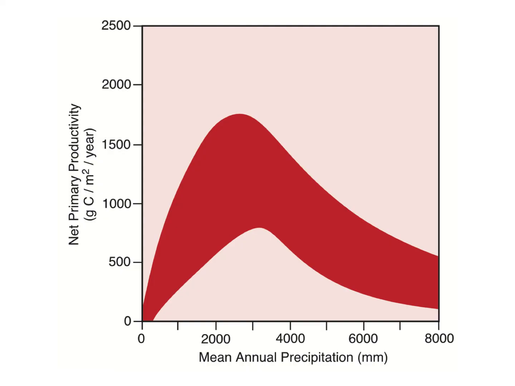And that's shown in this graph here. So we can see that 2,000 to 3,000 millimeters of mean annual precipitation seems to be the sweet spot in terms of maximum net primary productivity. Too much rain just doesn't allow for nutrient uptake by roots because the soils are too saturated.